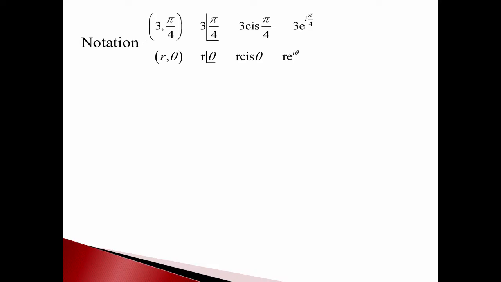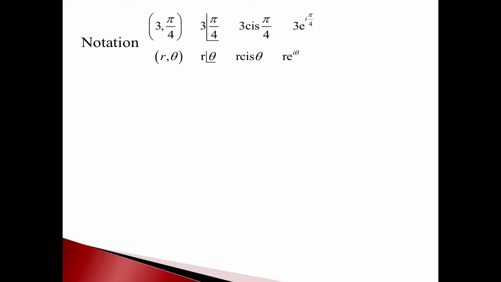Now, there's lots of different notation for polar coordinates. What our book will use is notation that looks just like regular Euclidean coordinates. In other words, parentheses r comma theta parentheses. The problem with that is it's hard to tell, when you see something written as 3 comma pi over 4, whether you mean that as a polar coordinate point or a rectangular coordinate point. The pi over 4 might tip you off that you're thinking about polar coordinates, but it doesn't necessarily have to be that way, right?